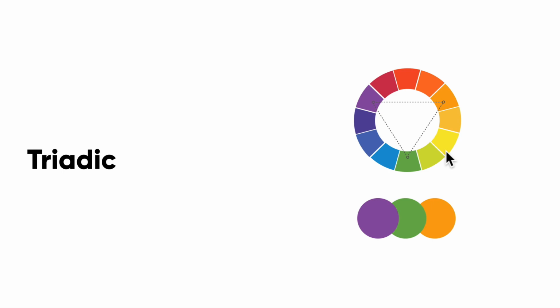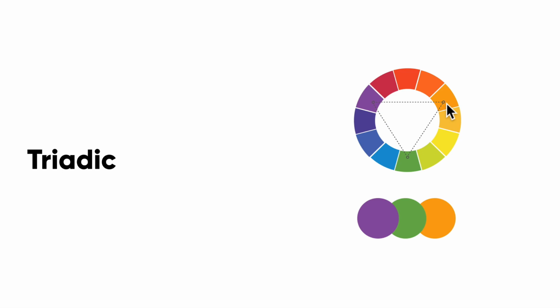Next is triadic. Now these colors are evenly spaced in an equilateral triangle on the color wheel. The three colors will be exactly 120 degrees from each other, like an equilateral triangle. These schemes are considered to be more vibrant. They keep harmony but deliver some high contrast. So we got purple, green, and orange. And these are the color schemes that I use.